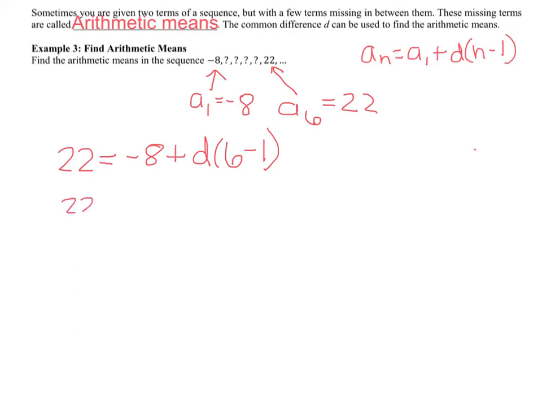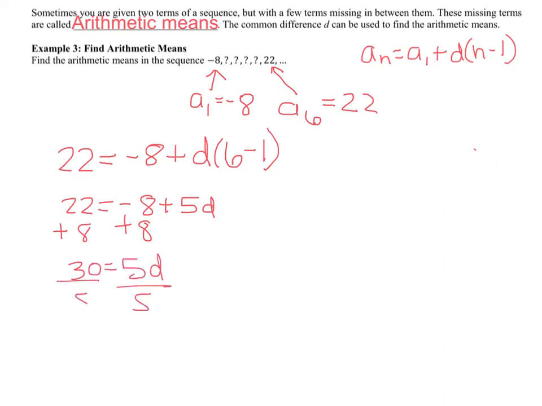So if I simplify, I have 22 is equal to negative 8 plus 6 minus 1 is 5d, or d5, either way you want to write it. I'm going to go ahead and add 8 to both sides so that I end up with 30 is equal to 5d. And then I'm going to divide both sides by 5, and 30 divided by 5 gives me 6, so d is equal to 6.